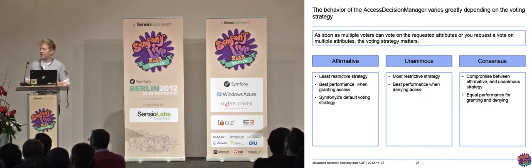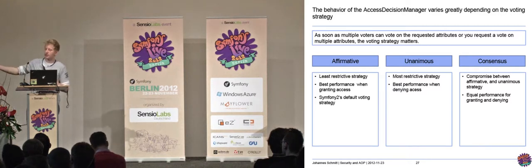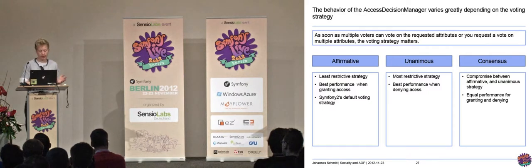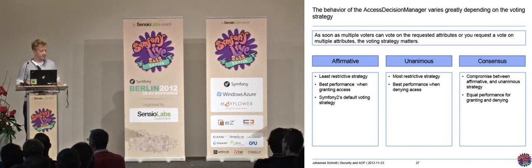And lastly, we also have the consensus strategy, where basically the majority wins. If two voters think access should be allowed, and one voter says no, I don't want to give access, then access would be granted. On an equal vote, there would be a flag which you can set to say what should happen then. And it's basically a compromise between the former strategies.